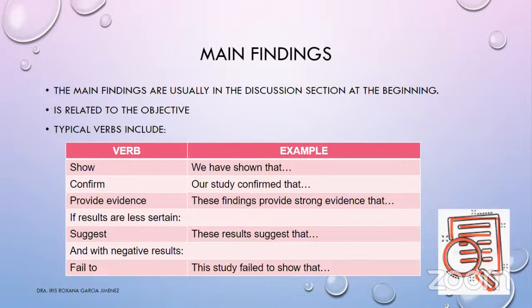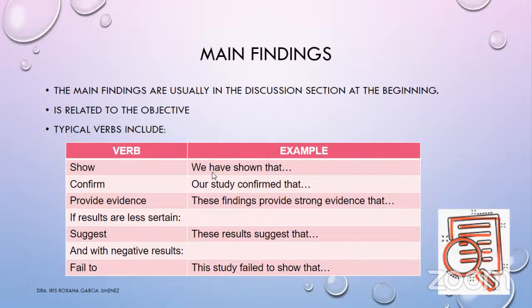About the main findings, well, all of them are usually in the discussion section at the beginning, as a paragraph, sometimes as an introduction or supporting the introduction. It's related to the objective, of course, because you are following your point of view, you are supporting your point of view. And the most common verbs that can be used for showing findings are this list.